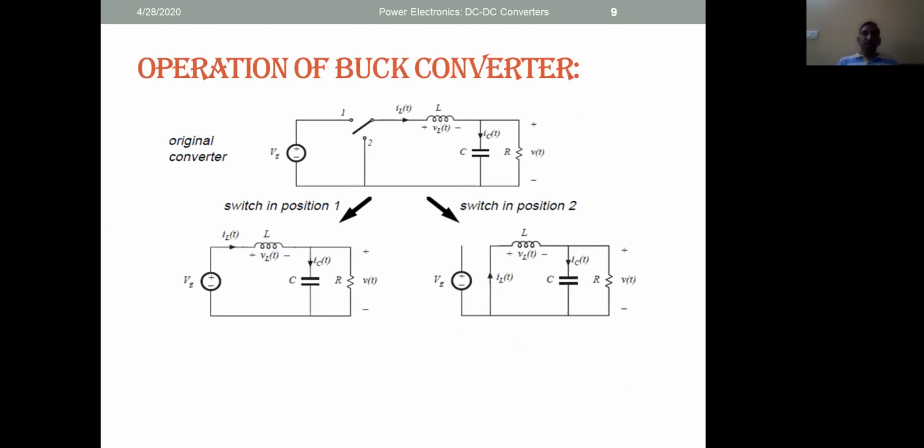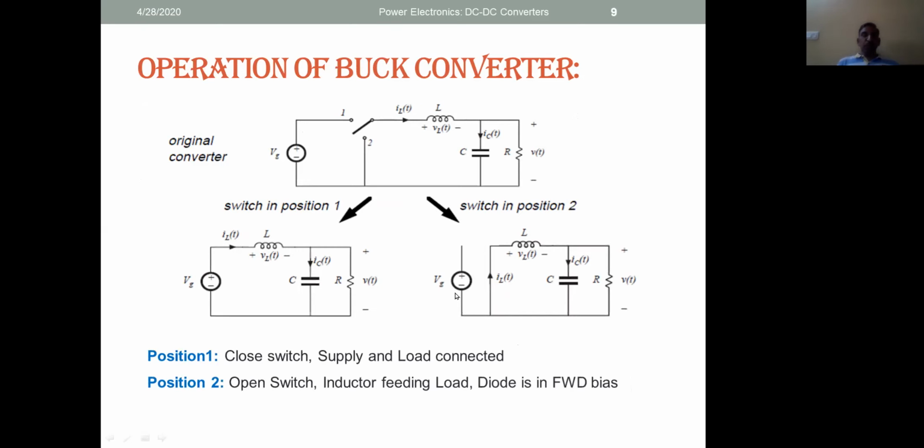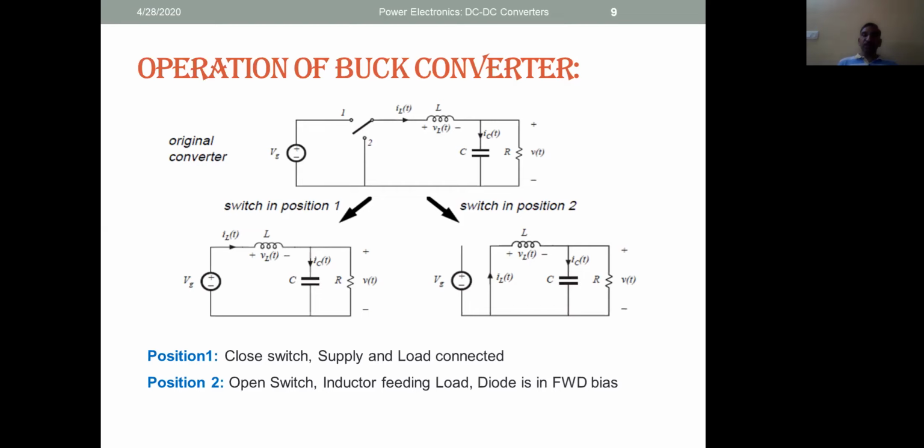So this is how a buck converter works, position 1 and position 2. Here LC is the filter part. This is the load circuit. Here LC is the filter part. This is the freewheeling diode, which is not shown in the upper circuit. And the source is disconnected. So position 1 is closed switch, whereas position 2 is open switch. In circuit 1, supply and load are connected. And in circuit 2, the inductor is feeding the load and a freewheel action takes place. This is how typically a buck converter works.